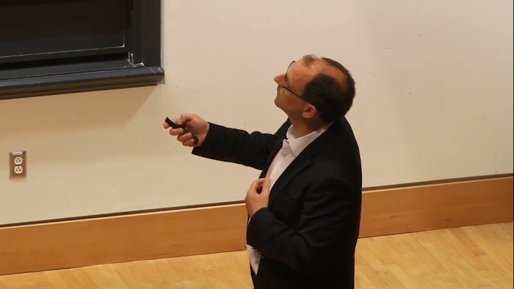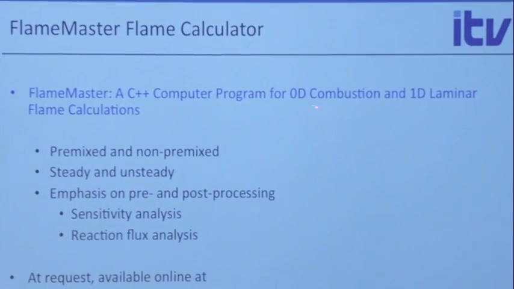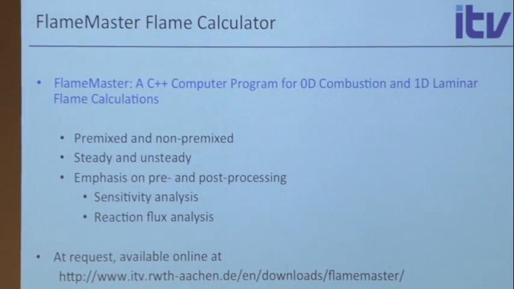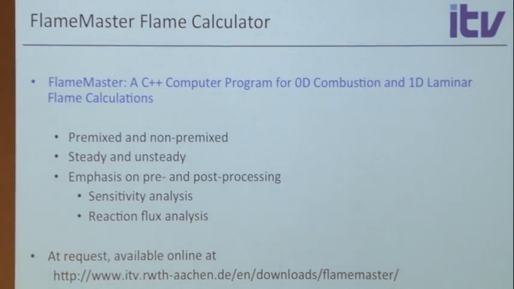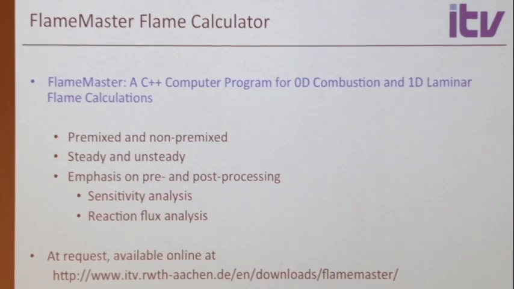But this is another thing that's interesting to compute. And so I want to show you how to compute this. There were also questions here about how to compute this. So we have developed in the past a code called FlameMaster. It is a C++ computer code for 0D combustion and 1D laminar flame calculation. So basically, with this code, you can compute anything that is less than two-dimensional. Okay? The code is freely available, and it's an open source code.